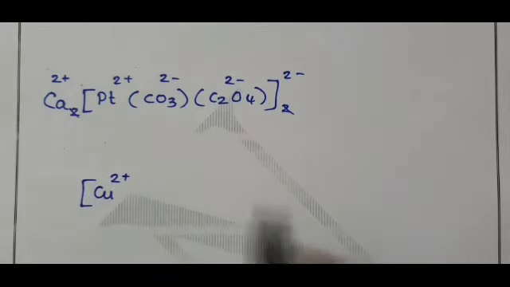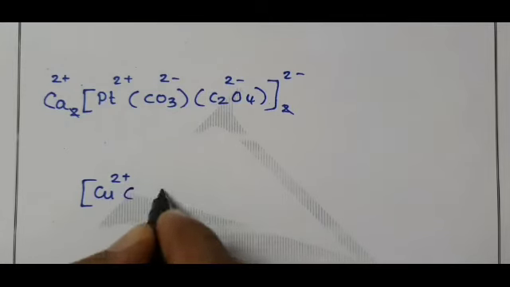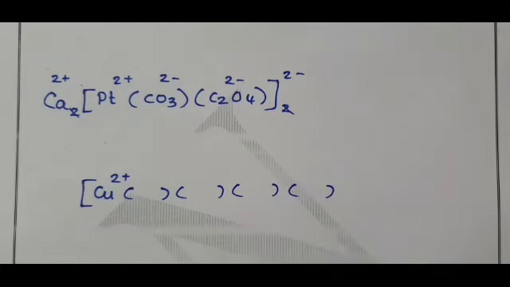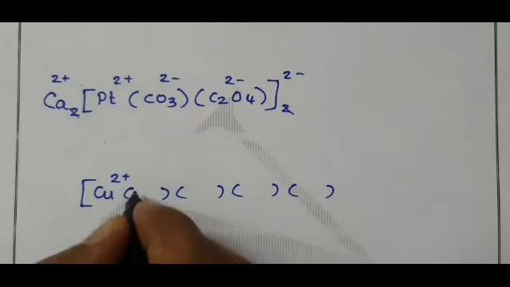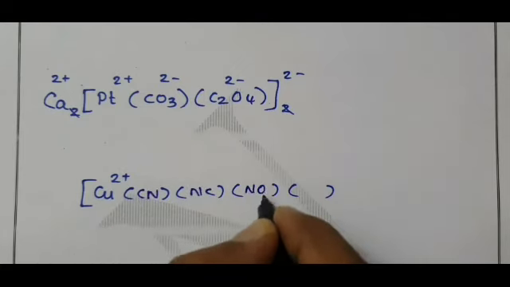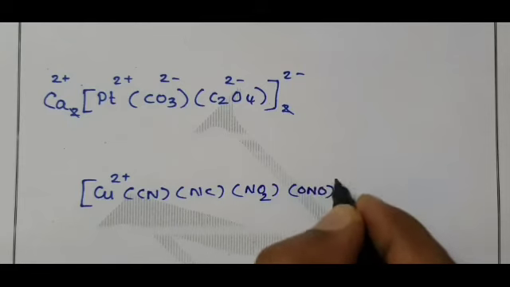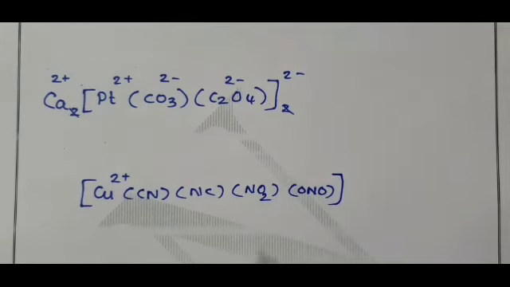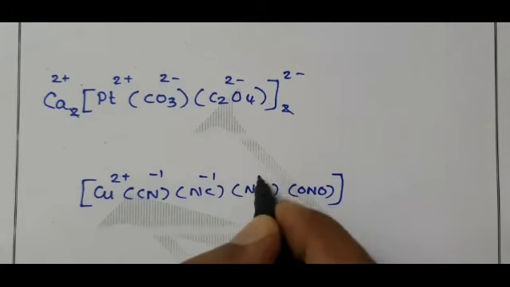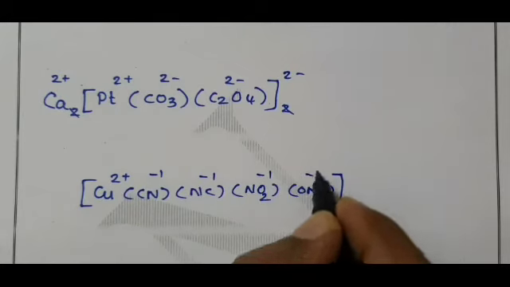We are going to use all monodentate ligands. Coordination number 4: 1 monodentate, another monodentate, third monodentate, fourth monodentate. More number of negative ligands: CN, NC, NO2, ONO. Complex containing ambidentate ligands. All these are ambidentate ligands: CN minus 1, NC minus 1, NO2 minus 1, ONO minus 1.